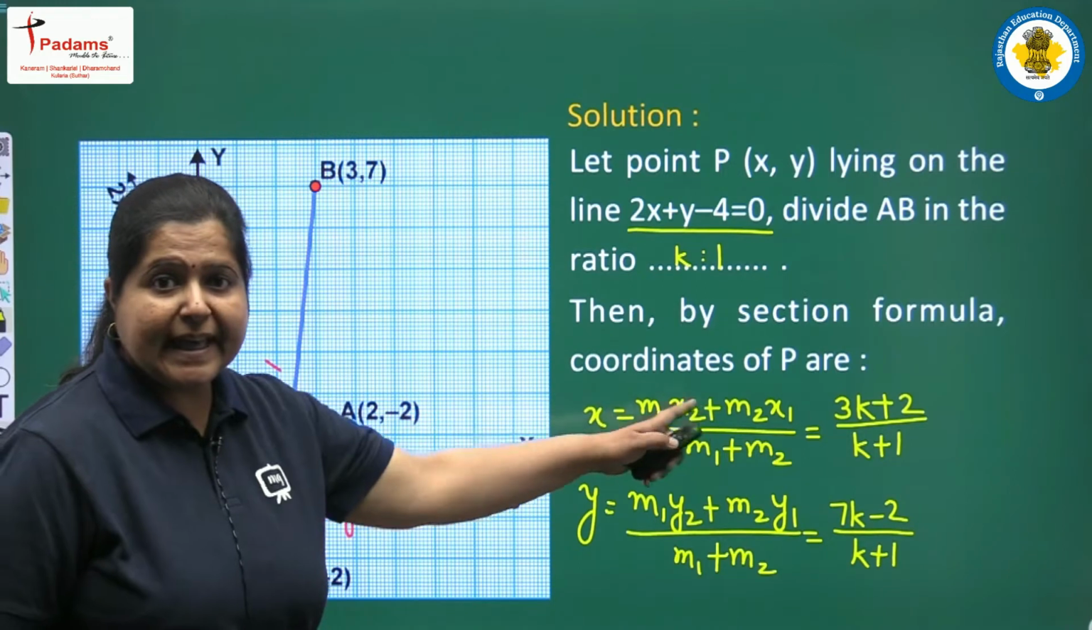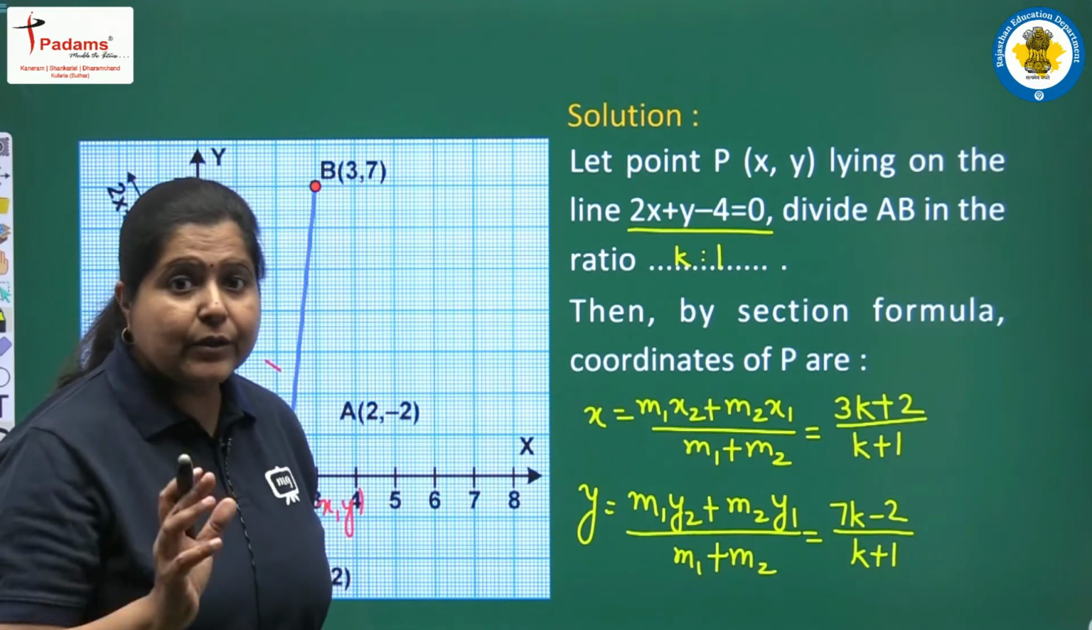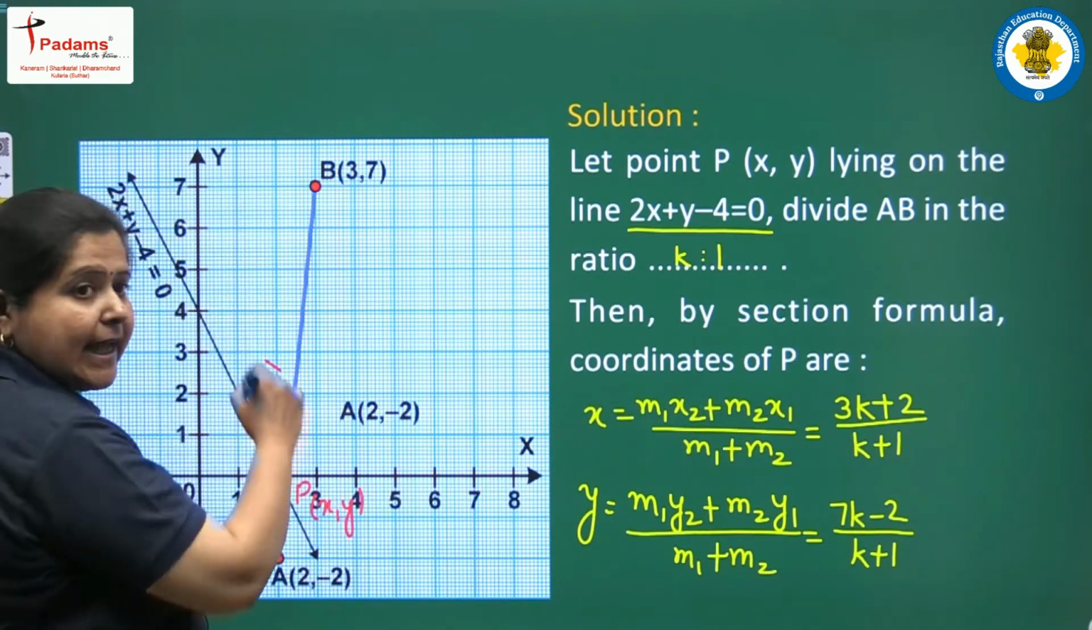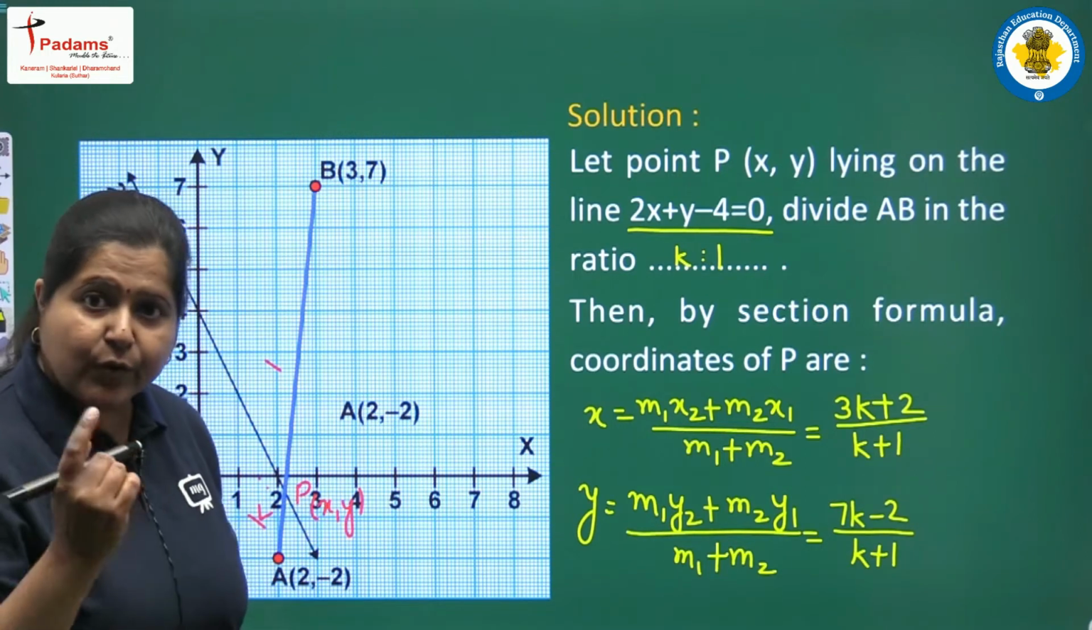ये हो गए point P के x और y coordinates. Now we know that this point P is lying on this line whose equation is 2x plus y minus 4 equal to 0.